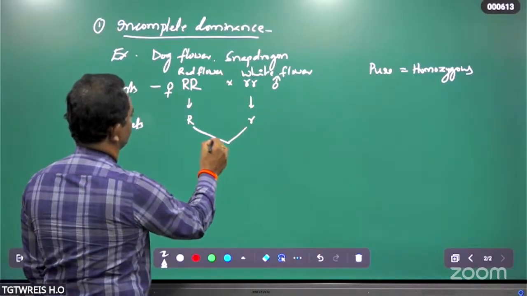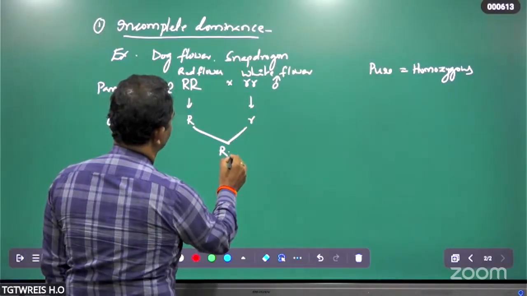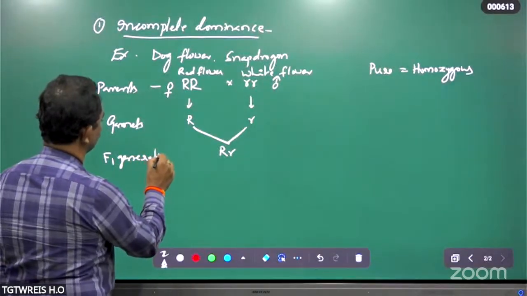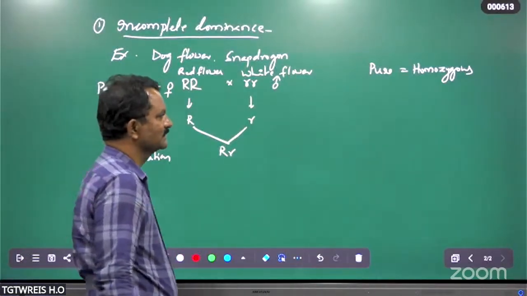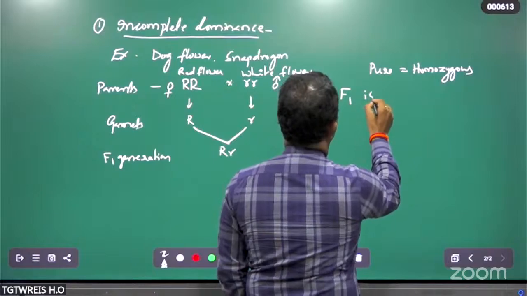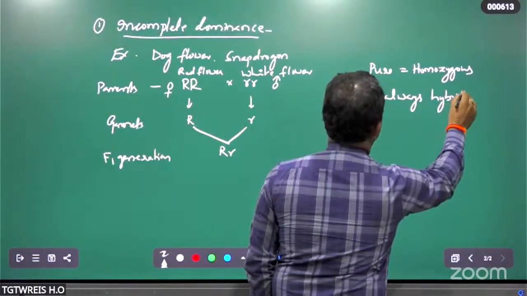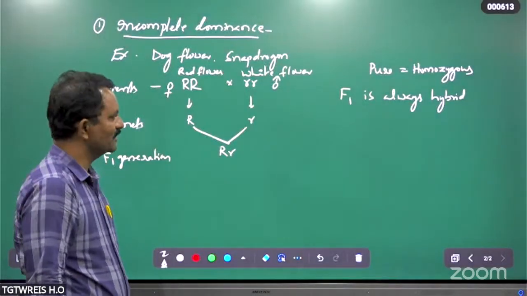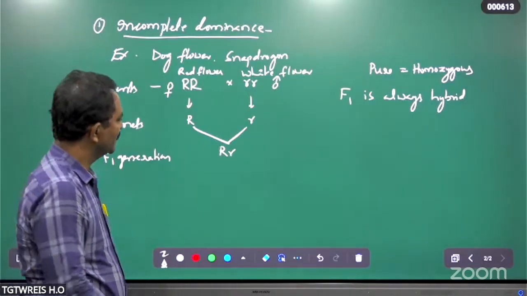By crossing, we get the first filial generation, capital R, small r. It is the F1 generation. F1 is always hybrid according to Mendel. But according to the law of dominance, this should be red color. But here it is deviated to pink color.